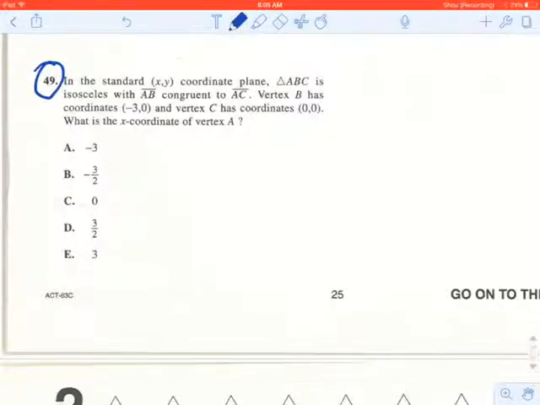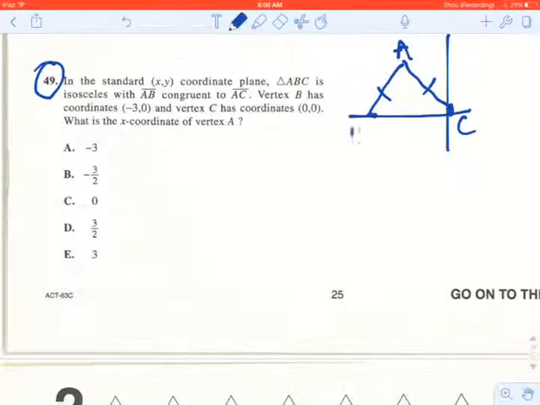Question 49. In the standard xy coordinate plane, triangle ABC is isosceles with AB congruent to AC. So we know that if we have two sides that are congruent, A is going to be up top. It'll be the one right between them. Vertex B has coordinates -3, 0, and vertex C has coordinates 0, 0. So we'll make this C, and we'll make this B. What is the x-coordinate of vertex A?